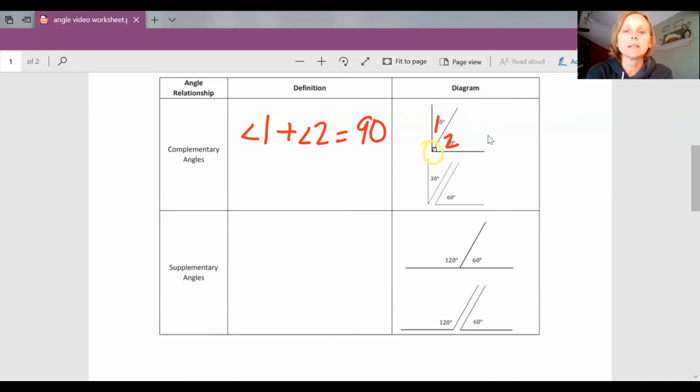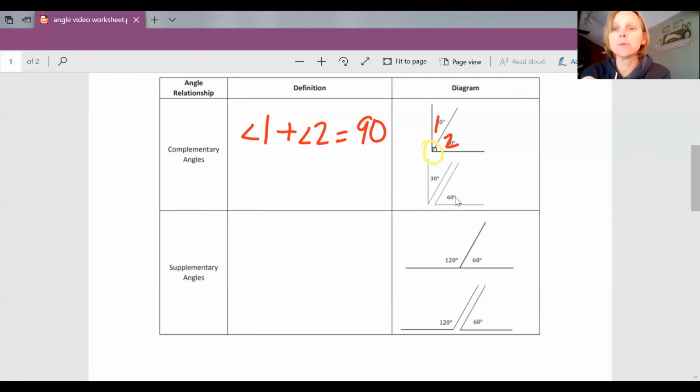So if I named these bottom two angles here, angle 3 and angle 4, I could also say the measure of angle 3 plus the measure of angle 4 also equals 90, okay? Now, on the same page as complementary, talking about adding up two angles, supplementary angles are very similar in the sense that when you take two angles and you add them, in this case, if it equals 180 degrees, they are called supplementary.